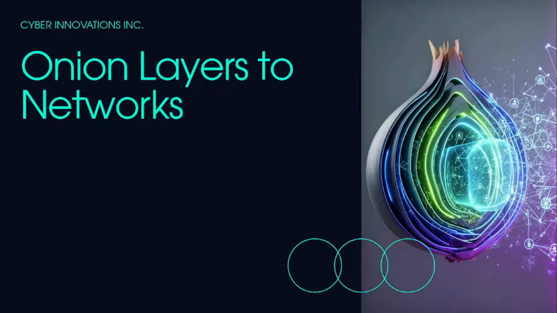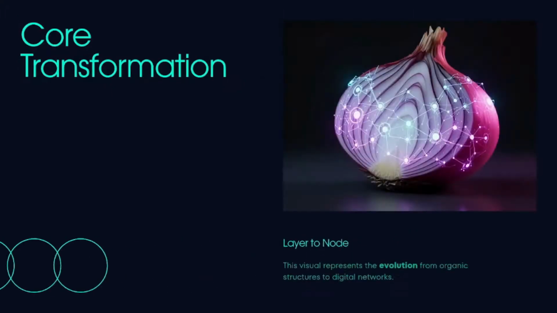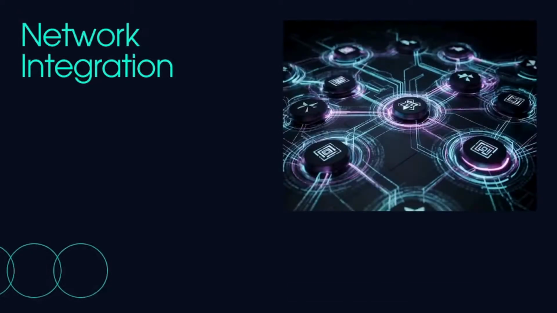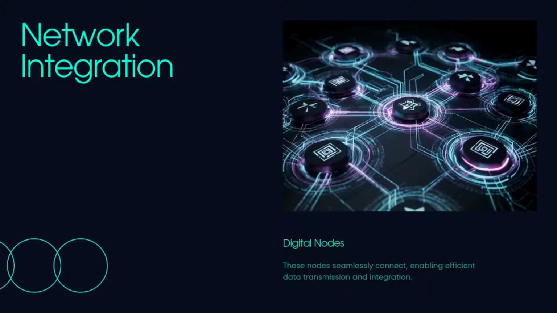Tor stands for The Onion Router. The name itself explains the core idea: layers, just like an onion has multiple layers. Tor wraps your internet traffic in multiple layers of encryption. It is free and open source software that allows users to browse the internet anonymously.